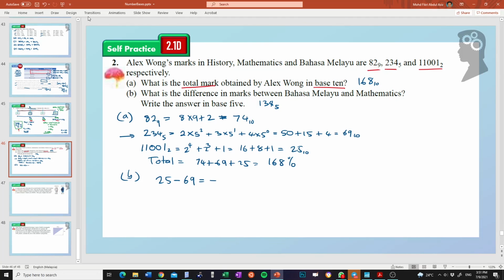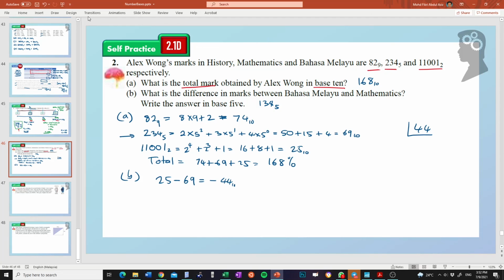134 base 5. Betul ke ni? Okay. 44. Okay lah.